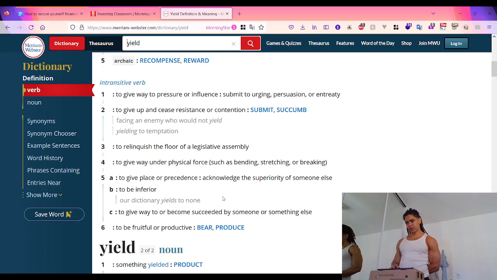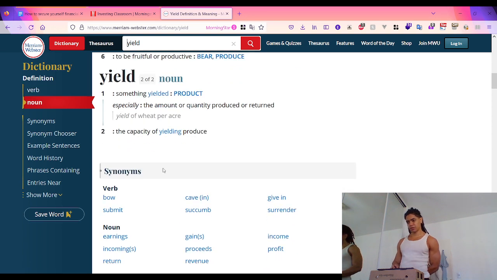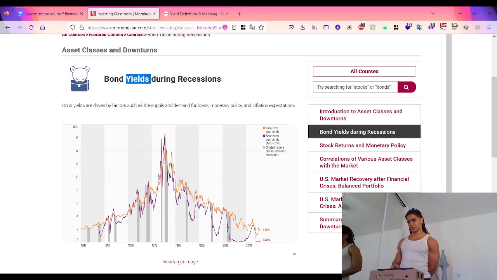Intransitive verb: to relinquish the floor of a legislative assembly; to give way under physical force; to give place or precedence, to be inferior; to be fruitful or productive, bear, produce. As a noun, yield is something yielded, especially the amount or quantity produced or returned, like the yield of wheat per acre. But in this context, it is the return or yield: bond yield during recession.